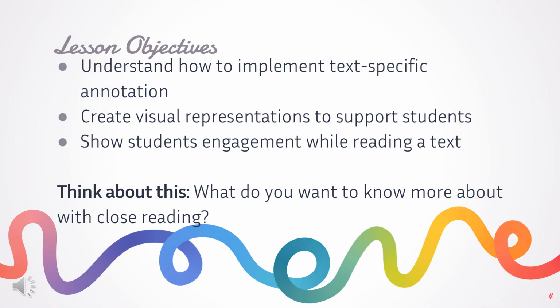So our lesson objectives are listed here. And this was a moment for you to think about what did you want to know more about close reading. It's important that when we are doing close reading and we're doing annotation that we're looking at text specific annotation. We're looking at texts that are going to get the outcome that we want students to meet mastery or proficiency of a standard. We're giving them visual representations to support our students. We're allowing them to actually see the annotation happening.